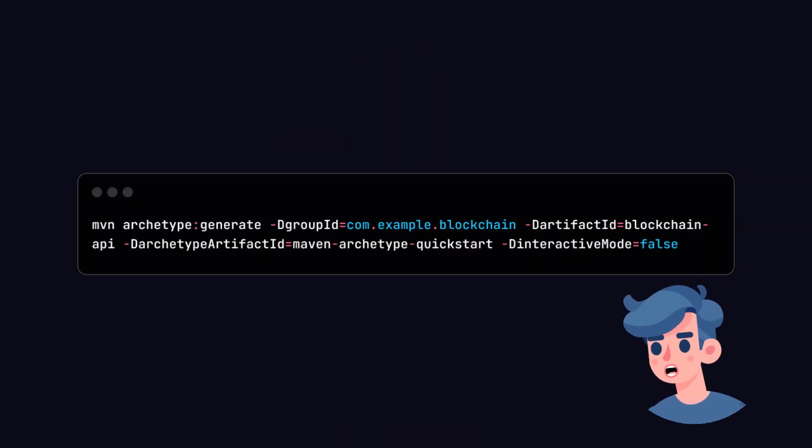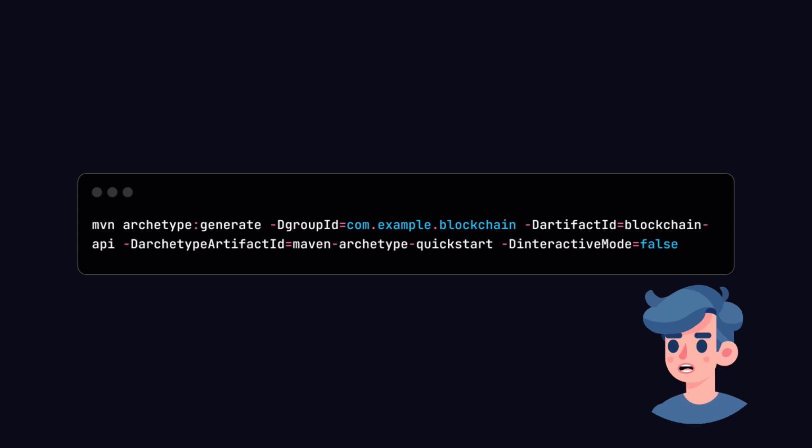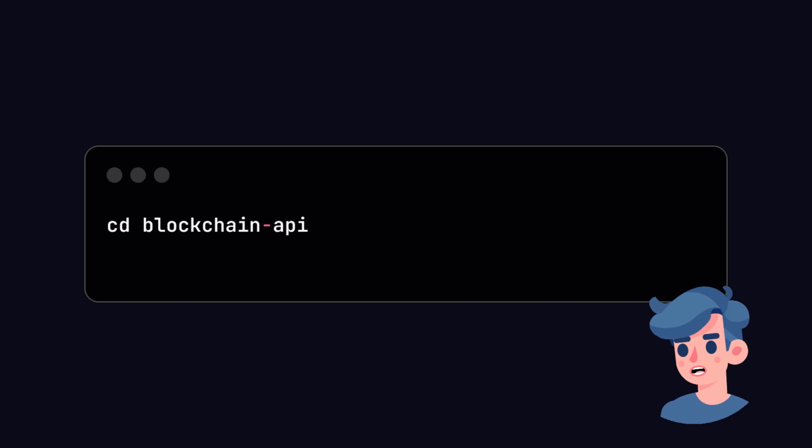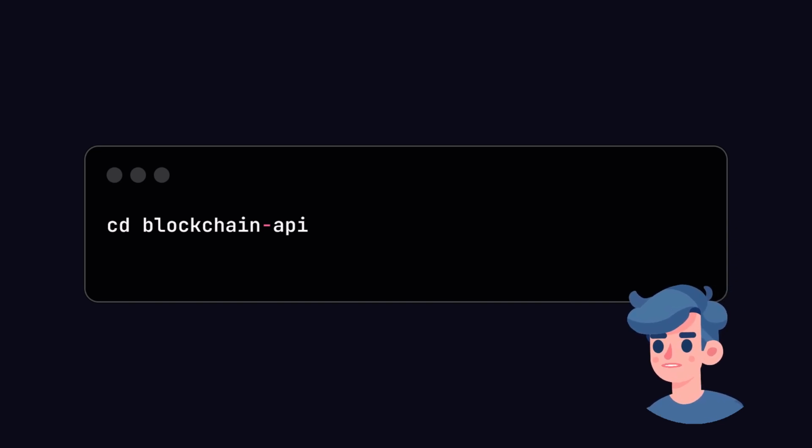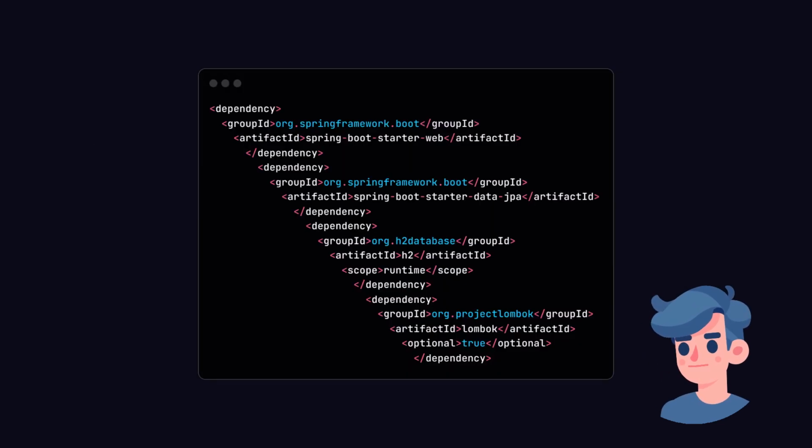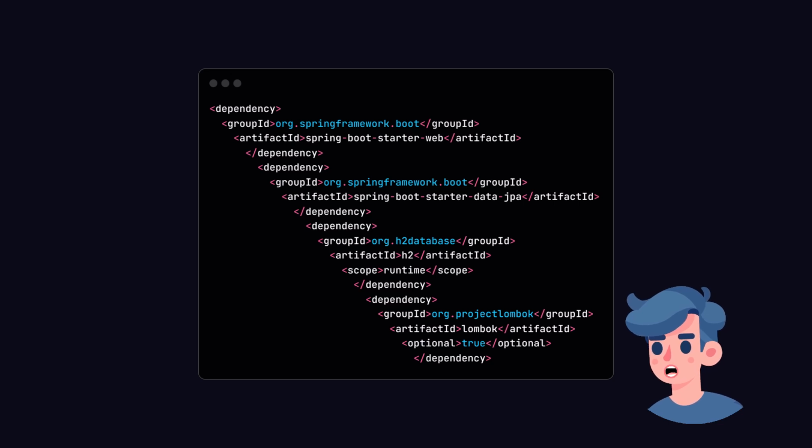First, let's set up a new Spring Boot project. Open your terminal and use Maven to generate a new project skeleton. Run the following command. After running the above command, navigate to the project directory by executing. Next, open this project in your favorite IDE.